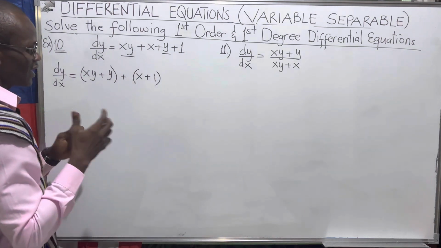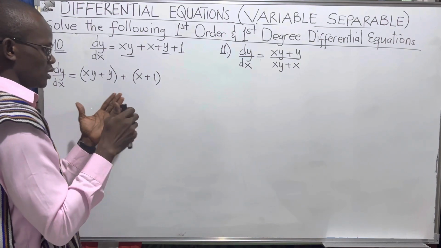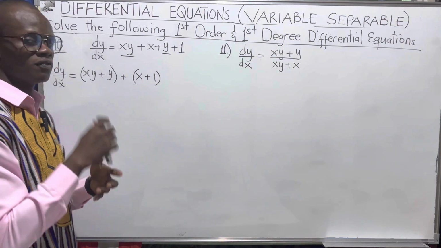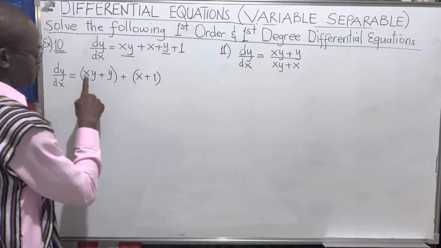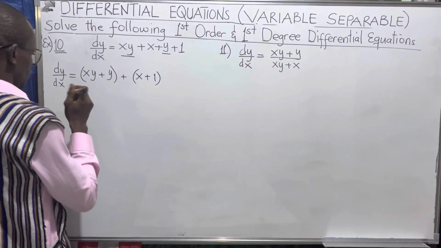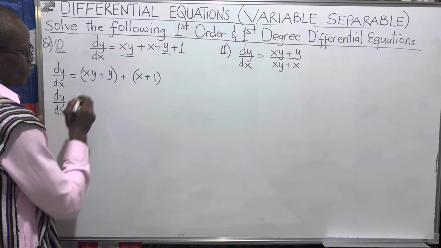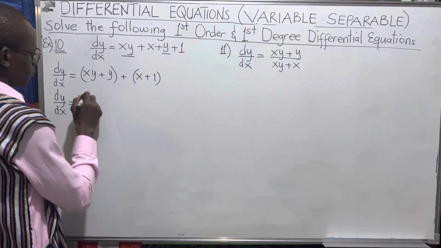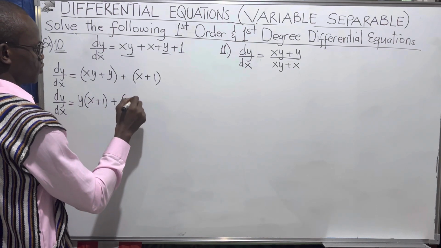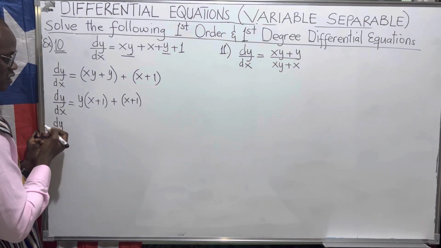So our first target is to ensure that we have a set of factors where within those factors, every expression is in terms of a single variable. So you check in there, you have x and y. So we want to make it to be in terms of a single variable. So we have dy by dx equals, if we factor out y, we have y plus 1 times x plus 1. So we can cross multiply, right?